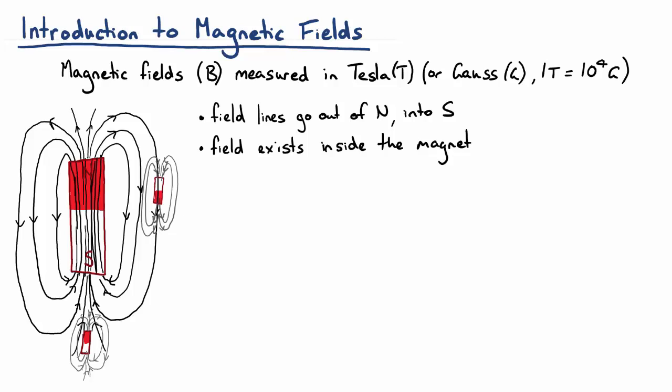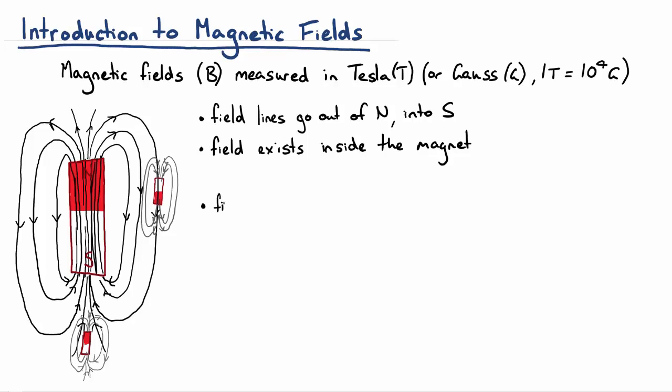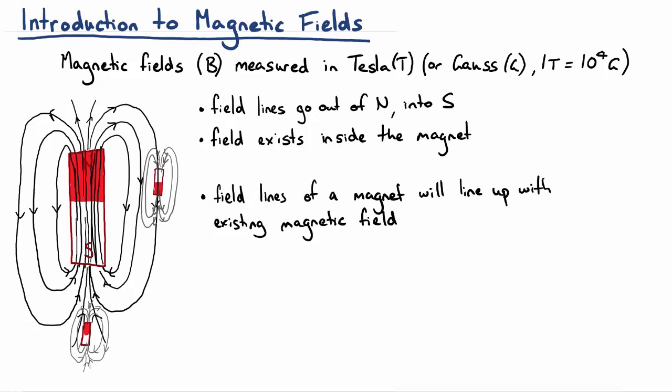And this is the basis for the compass and how a compass works in the Earth's magnetic field. And in class we'll be talking more about the Earth's magnetic field and what it looks like and how a compass works.